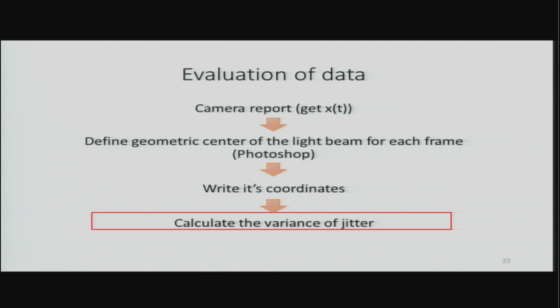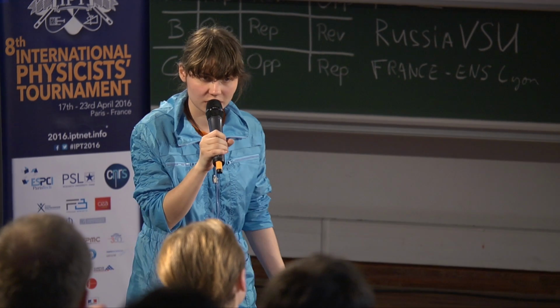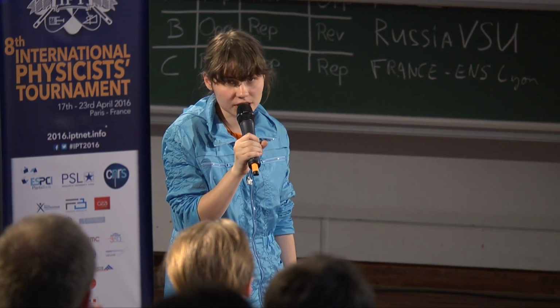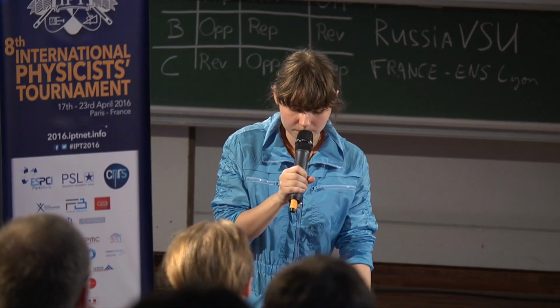Here you can see how we evaluated our data. We get the camera report, and we get the dependence of the geometric center of the laser ray on time. Then we define the geometric center of the laser beam for each ray using Adobe Photoshop. Then we write its coordinates, and then we calculate the variance of zeta. And then we substitute it in our formula and calculate the temperature of the surface, of course.